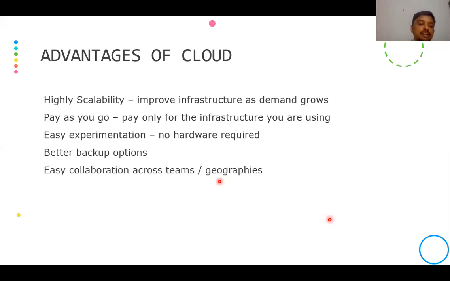Easy collaboration across teams and geographies is something that we discussed with the Microsoft Office example, and low or zero maintenance. This is, I think, one of the factors that we haven't touched upon a lot. It's the maintenance cost that I discussed, with the cooling of the air conditioning that is required for big servers, and the labor expenses that are involved with maintaining huge data centers, right? So these are some of the advantages of cloud.